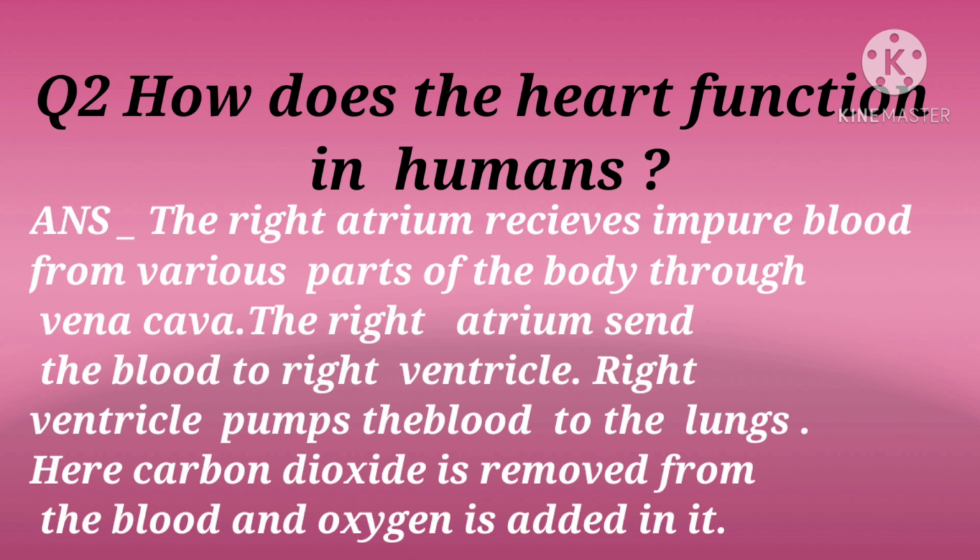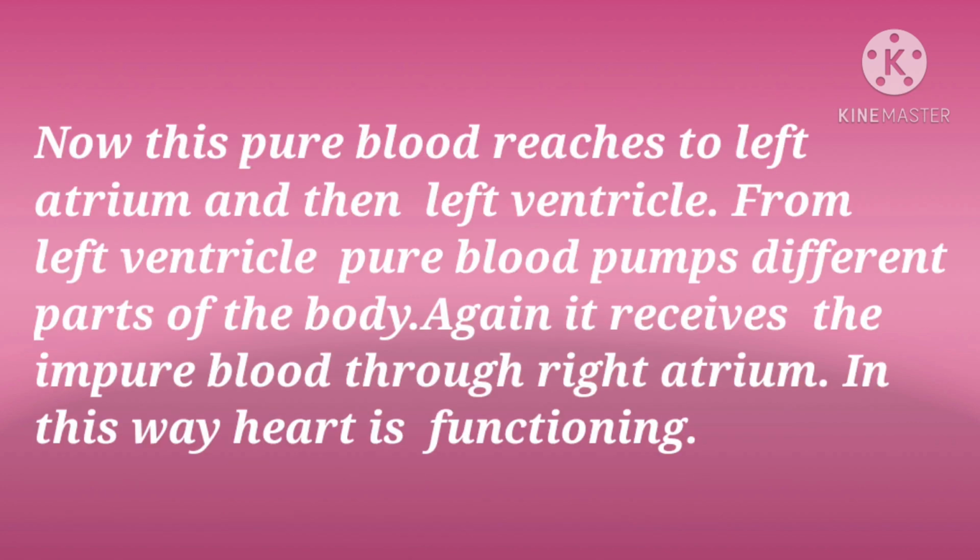Here, carbon dioxide is removed from the blood and oxygen is added to it. That means the blood becomes oxygenated, pure. Now, this oxygenated blood first of all reaches the left atrium, and from the left atrium it goes to the left ventricle. And this movement is controlled by the valve, which prevents the backflow.